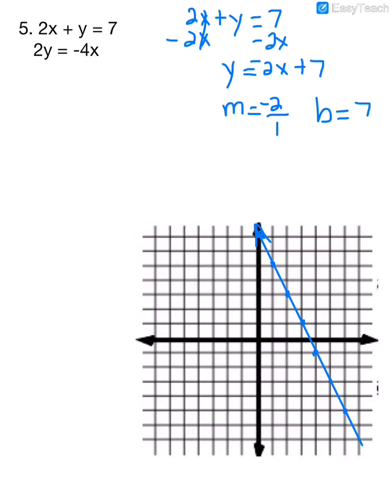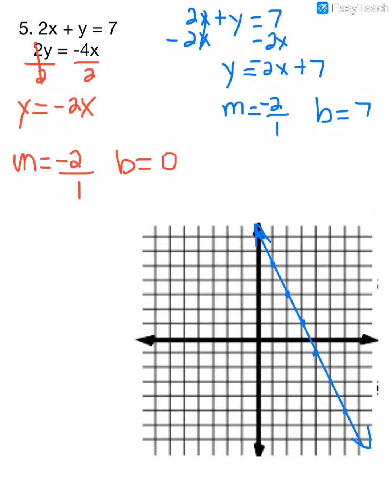And then for my second line, to get this in slope-intercept form, the y needs to be by itself, so I'm going to divide by 2. So that gives me y is equal to negative 4 over 2, which reduces to negative 2x. So my slope is negative 2, or negative 2 over 1, and since I don't see a plus anything, my y-intercept is 0. So my first dot is going to go on 0. Then I go down 2 and to the right 1, down 2 and to the right 1. Then I'm going to connect those points.